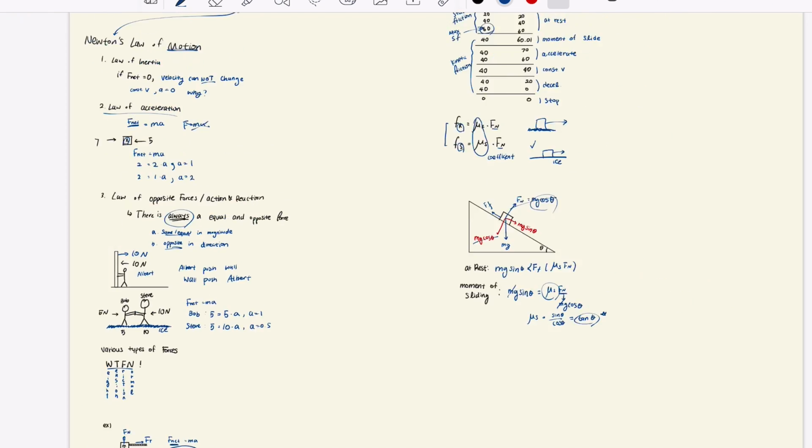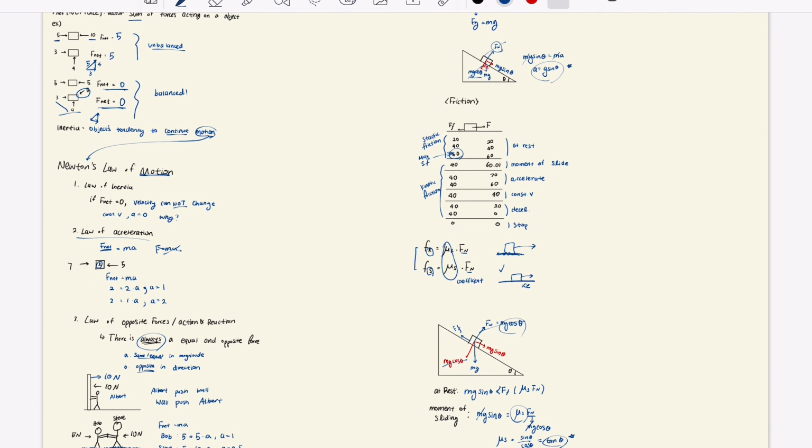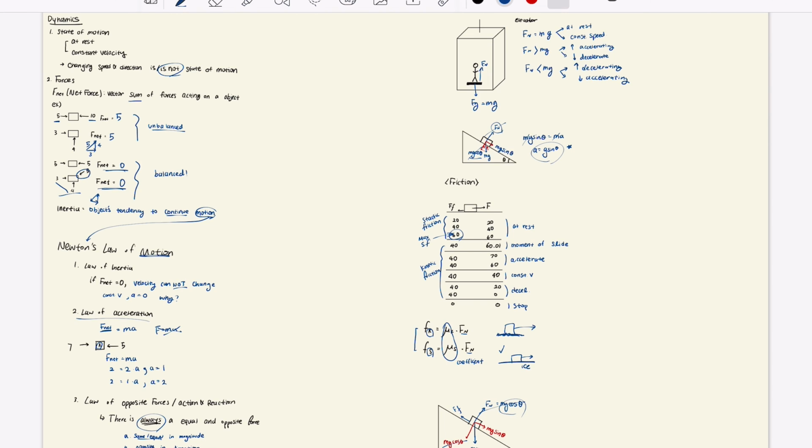So next chapter we're going to talk about work and energy, and this is going to be a slightly different concept, and it's going to connect to different types of forces. So thank you and stay tuned.